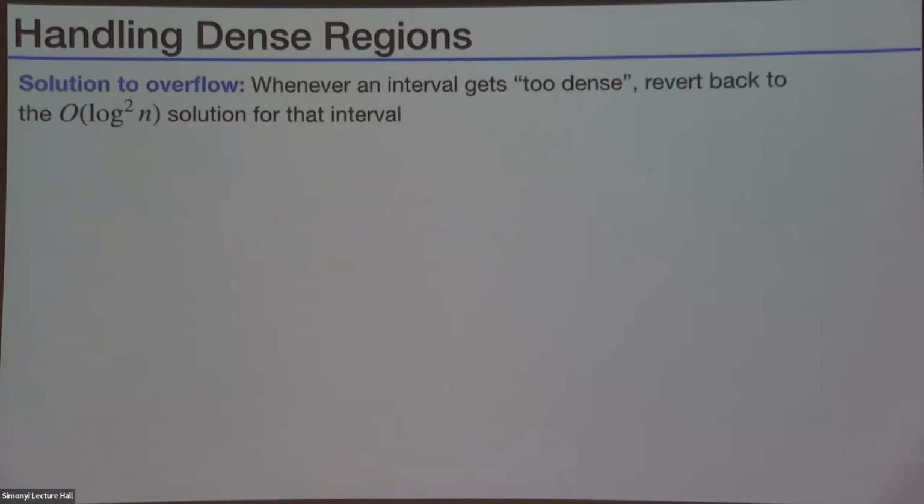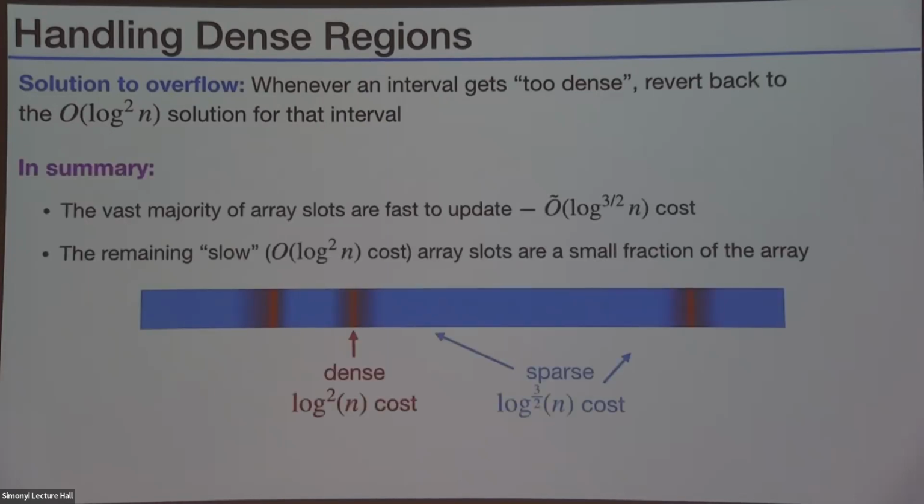So now we're in a situation where we don't have too many dense spots in the array, but we still have some, and we still have to deal with them for it to even be a valid algorithm in the first place. And so how do we deal with these dense spots? Well, we're just going to revert back to the original log squared n algorithm. Okay, so whenever an interval gets too dense, let's say 9/10 of its slots are filled with elements, then we just revert back to the original log squared n solution. And so now we actually do have a valid algorithm, and this algorithm has the following guarantees.